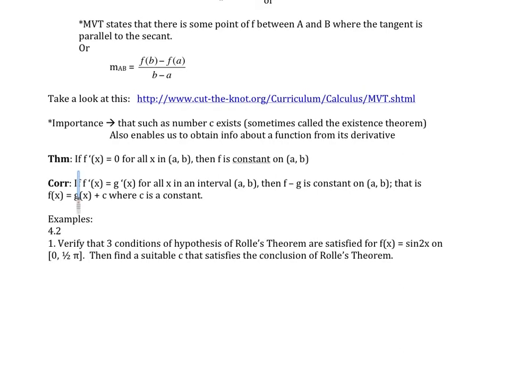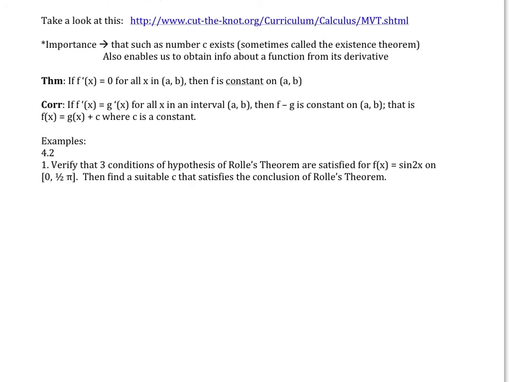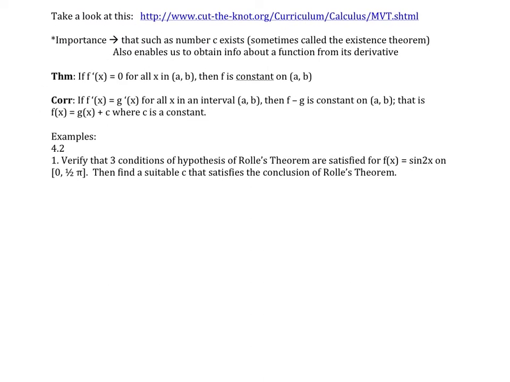So right here we have a theorem: if f prime of x equals 0 for all x in the open interval (a, b), then f is constant on (a, b). The corollary is if f prime of x equals g prime of x for all x in the interval a to b, then f minus g is constant on a to b, and that is f of x equals g of x plus c, where c is a constant. All right, so these two we'll use in a little bit, but for now, let's just go ahead and do one example of Rolle's theorem. Again, we're going to do more examples of MVT, and I have another video that I will link that is more MVT examples of how you'll see it and the situations where it'll come up.